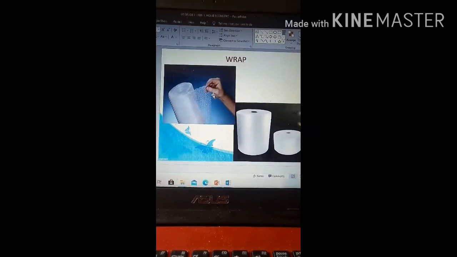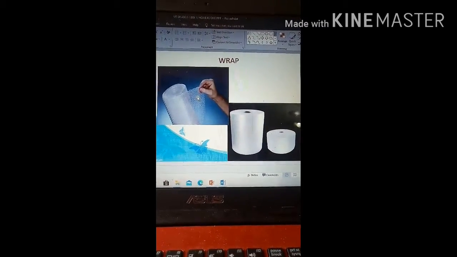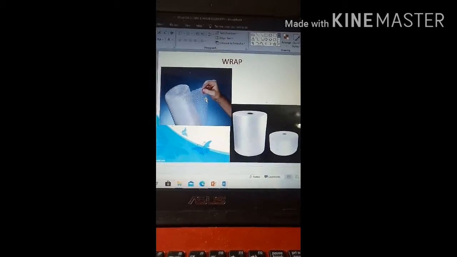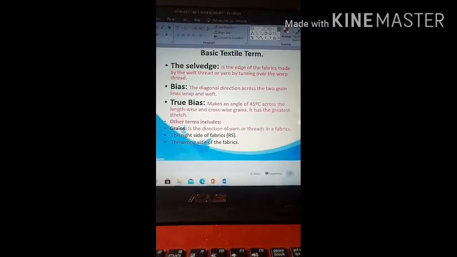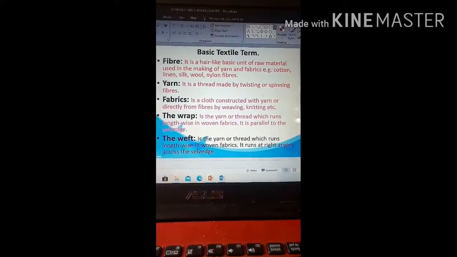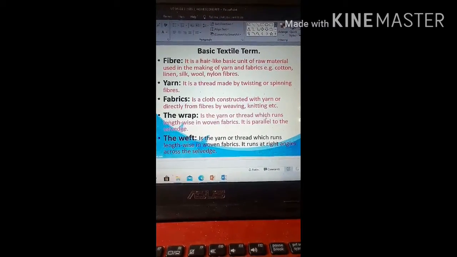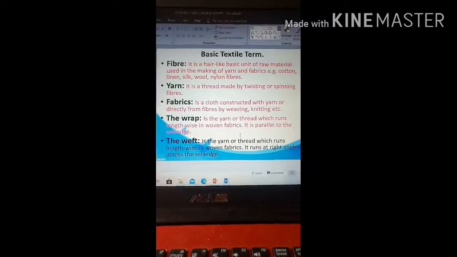And this is warp. Here's a picture showing warp. So let's go up a bit and see the definition of warp. The warp is yarn or thread which runs lengthwise in the woven fabric. It is parallel to the selvage.